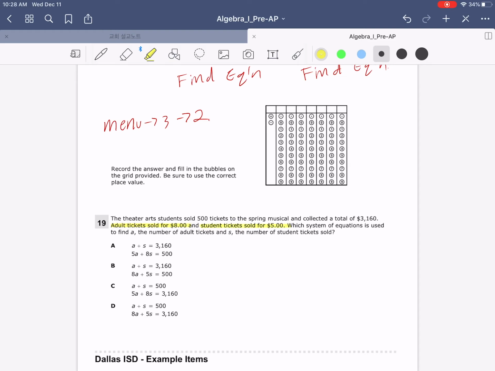Which system of equation is used to find A? Okay, it's easy. So first, again, number goes with number, money goes with money, point goes with point, stuff like that, okay? He sold 500 tickets altogether, but we do not know how many adult tickets he sold, how many students ticket he sold. So it's gonna be just X plus Y. Let me put adult ticket as an X, students ticket as a Y.